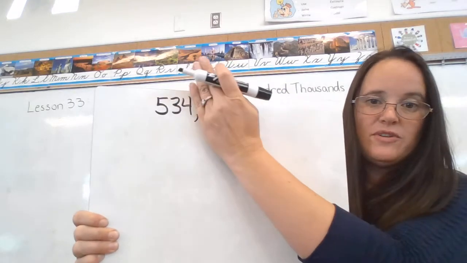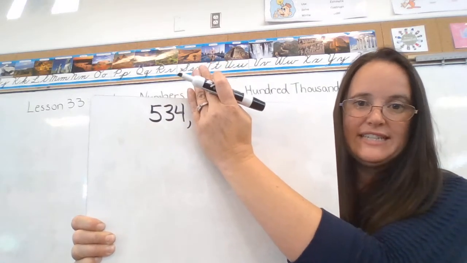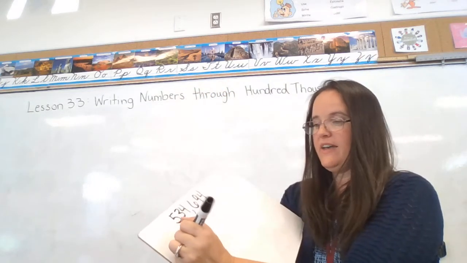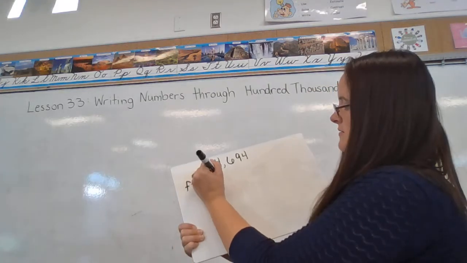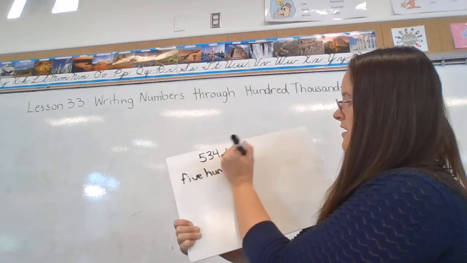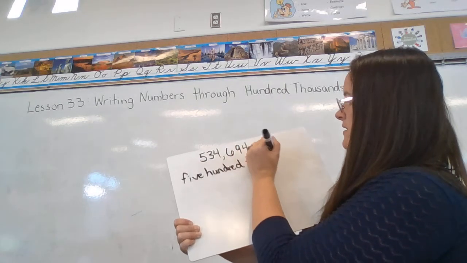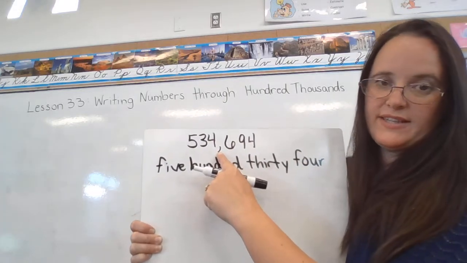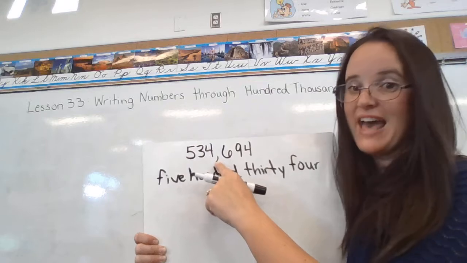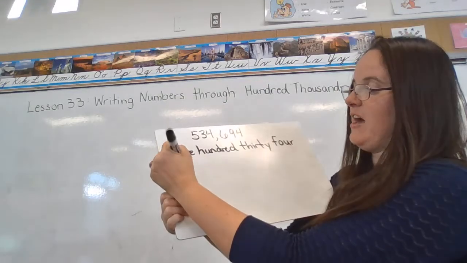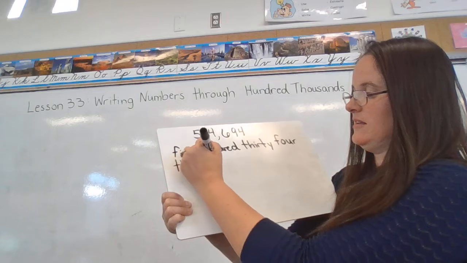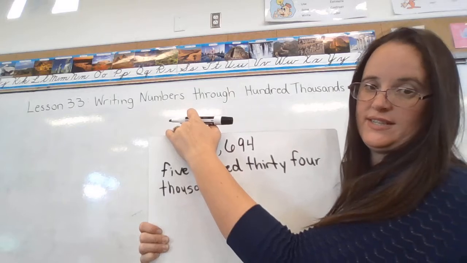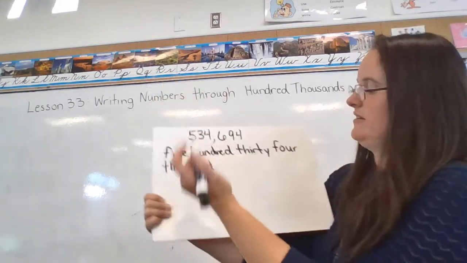So keep in mind, first we focus on those three digits. How would we say that? 534. So that's what we're going to write. 534. Then what do we say when we get to the comma? We say 1,000. 534,000. And then we write this number, ignoring the first three digits, 694.